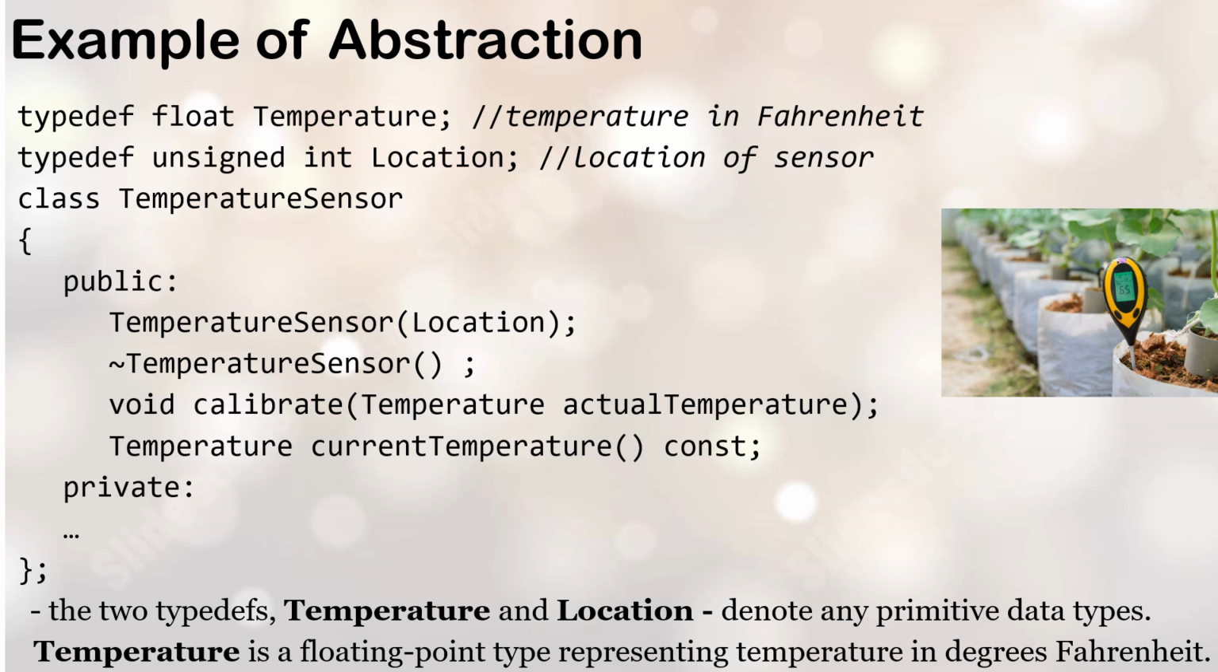In the first two lines, you can see the keyword typedef. Typedef can refer to a primitive data type like integer, floating point, etc. Temperature is defined as a floating point number and location is defined as an unsigned integer. The class name is temperature sensor. It has a constructor with location as parameter. It has a destructor tilde temperature sensor. It has a function calibrate. It has a client object named current temperature to operate on the temperature sensor object to find the current temperature.